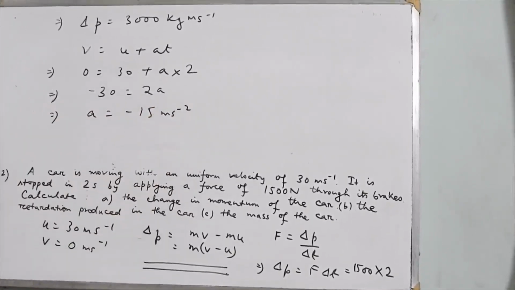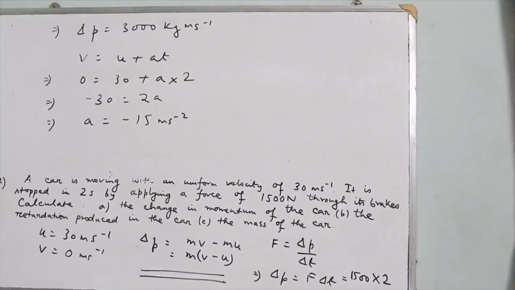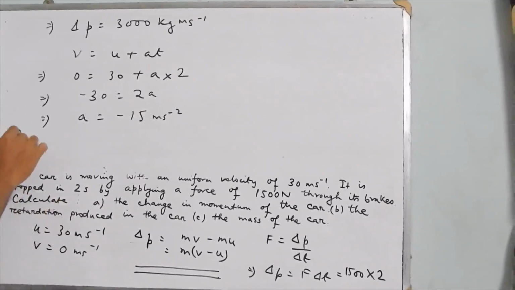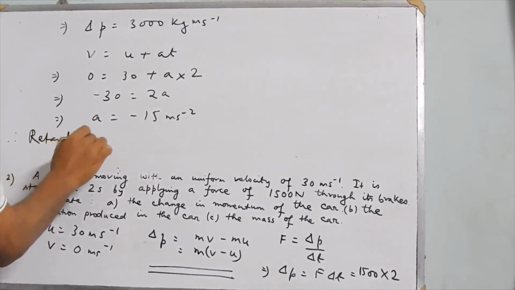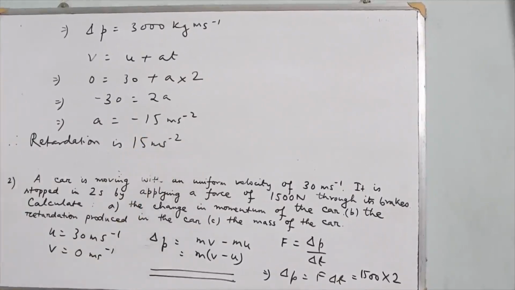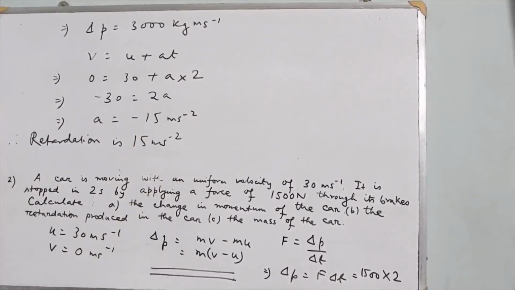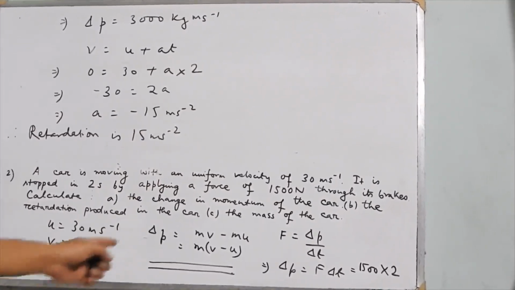If the question is what is the acceleration, then your answer will be minus 15 meter per second square. But the question is retardation, so you will write the positive value. So therefore your retardation is 15 meter per second square. Now you can calculate the mass of the car. The mass of the car can be determined from this equation itself.